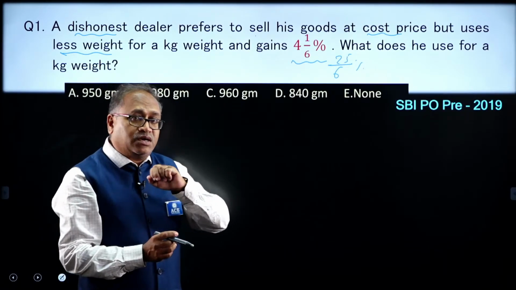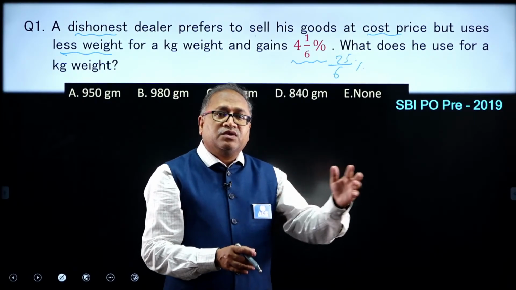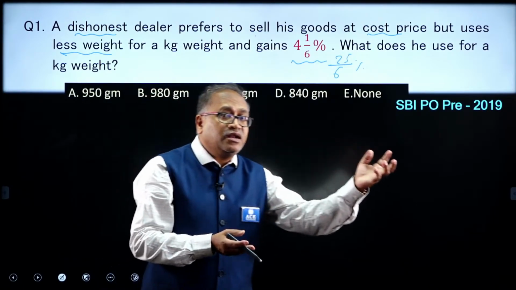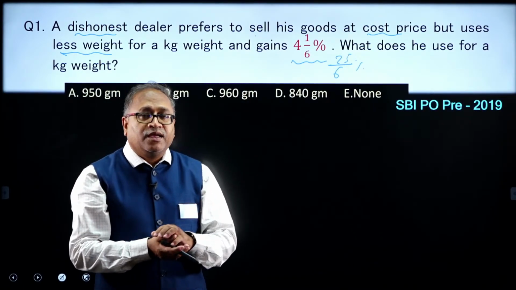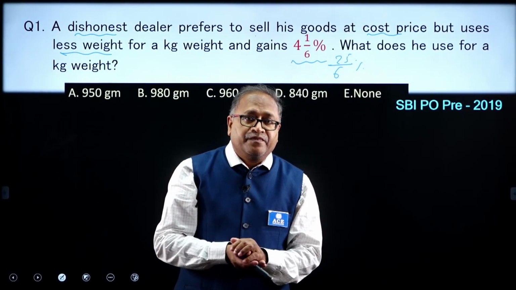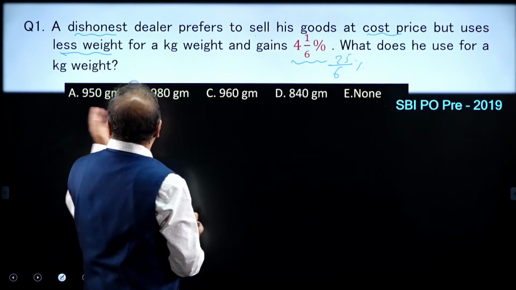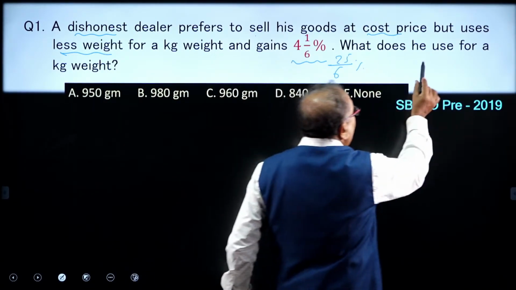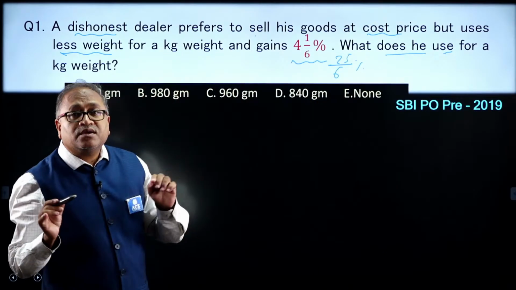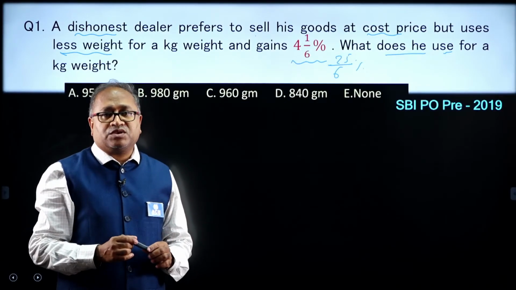Suppose he is selling 1000 grams, that is 1 kg, but he gives only 750 grams. So, he will definitely collect the money for 1000 grams, but give the value of 750 grams. Therefore, he is making a profit. Now, the question is, what weight does he use in kg? For 1 kg, what weight does he use?